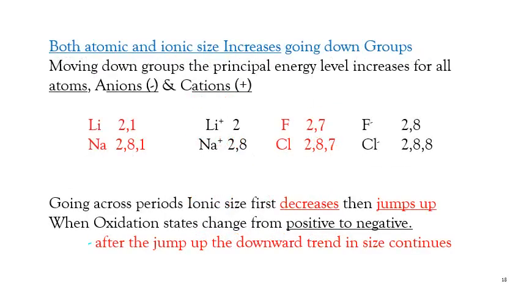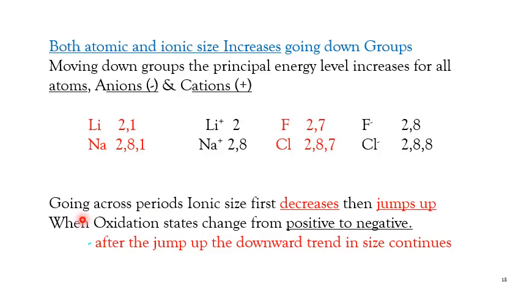So in conclusion, both atomic and ionic size increases going down the group. The reason for that is, moving down the group, the principal energy level increases. Both for neutral atoms as well as for ions, both anions and cations.